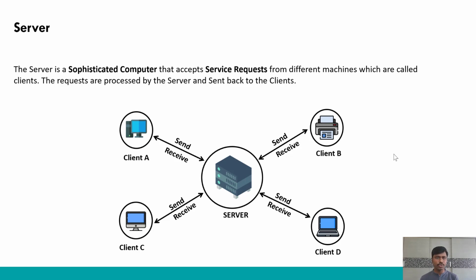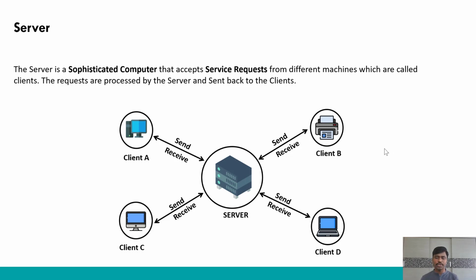We will also go through a definition once. The server is a sophisticated computer that accepts service requests from different machines, which are called clients. These requests are processed by the server and sent back to the clients. Even in the diagram, if you see here, there are 4 clients and they might access the server for different kinds of purposes. Based on the request, the server responds back to the respective clients. So this is what a server means.